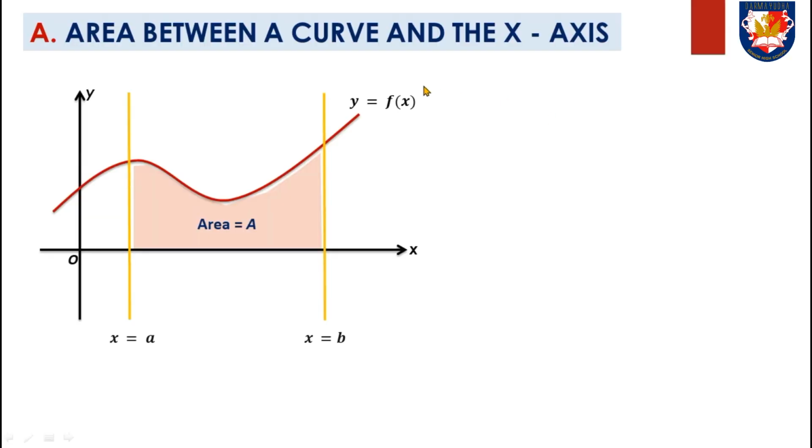The area between a curve and the x-axis is defined as follows. The area equals the integral of f(x) dx from a to b, where f(x) is larger than or equal to 0 and a is less than or equal to x, which is less than or equal to b.